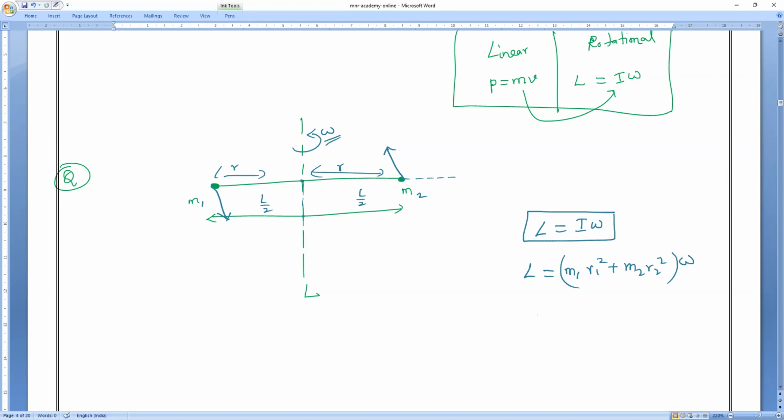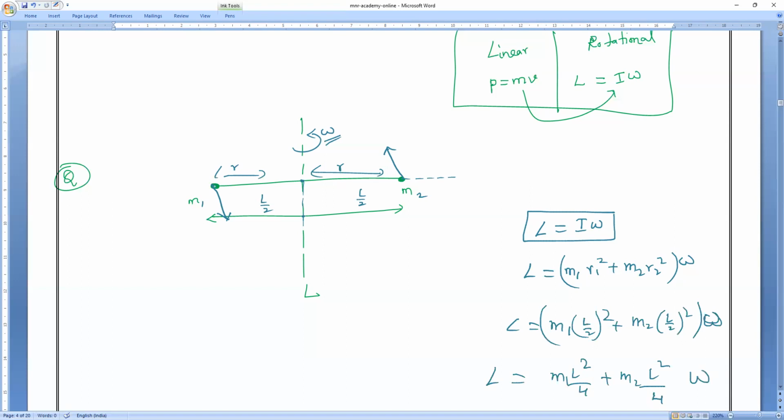Do you understand everybody? All of you? So your mass is M1. R1 means what? L by 2. L by 2 whole square plus M2. R2 means what? L by 2 whole square into omega. So which is equals to what? M1 L square by 4 plus M2 L square by 4, which is equals to omega.